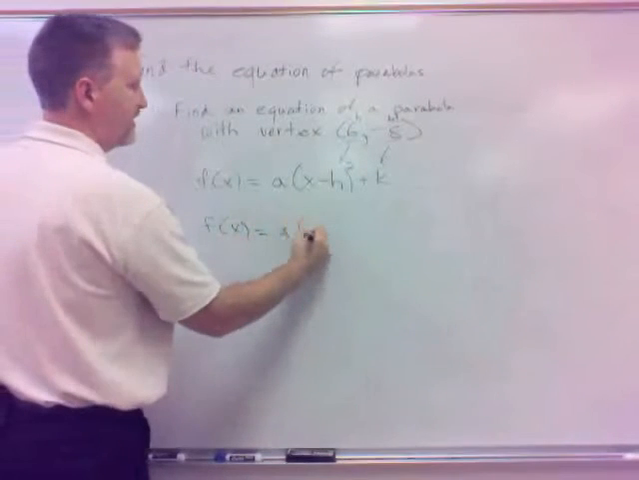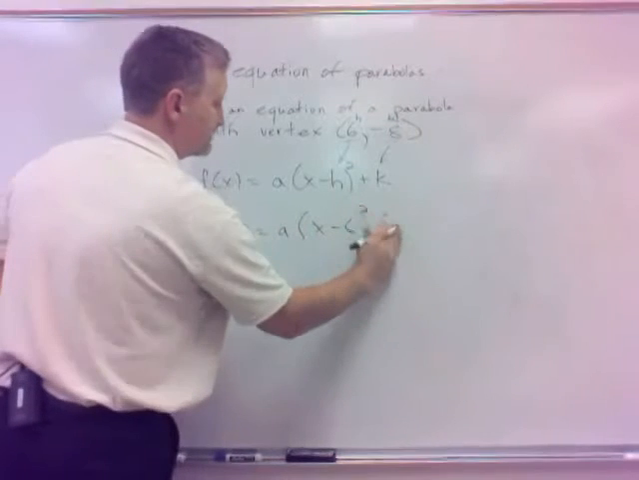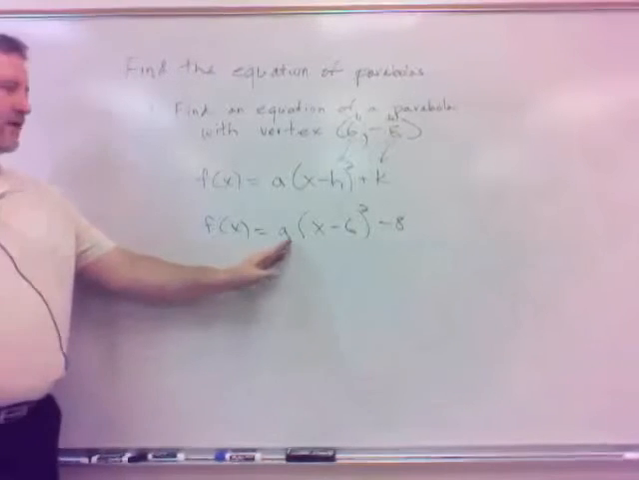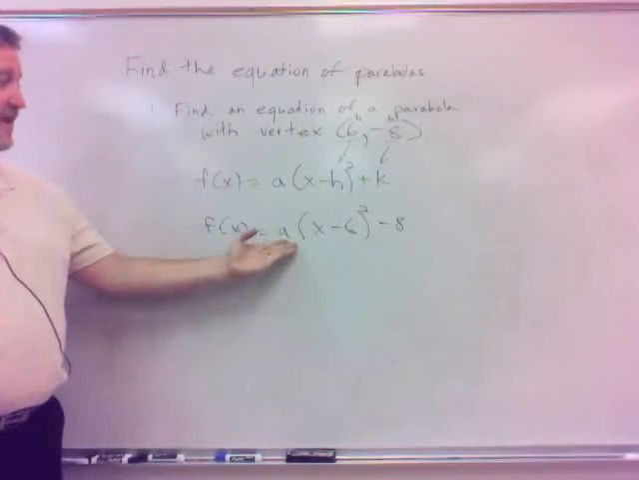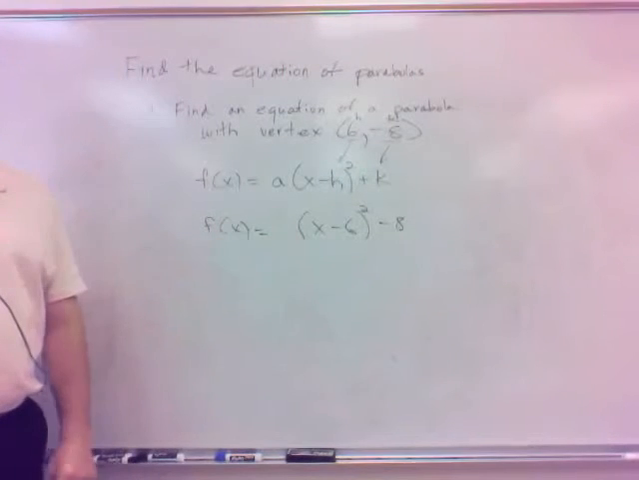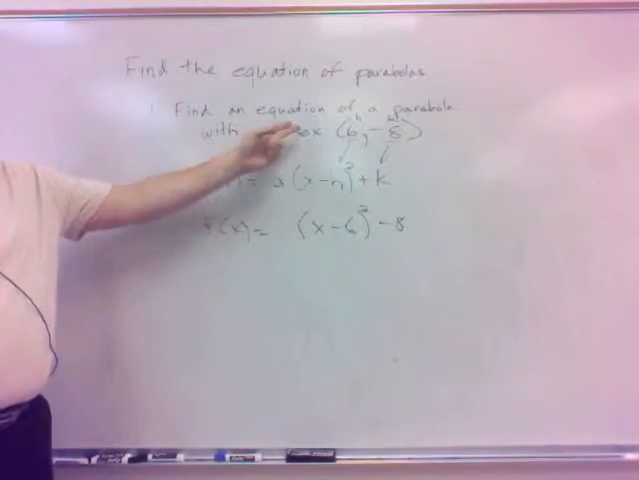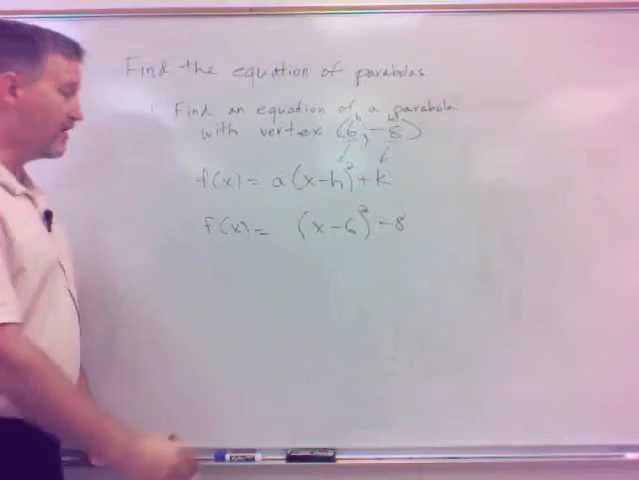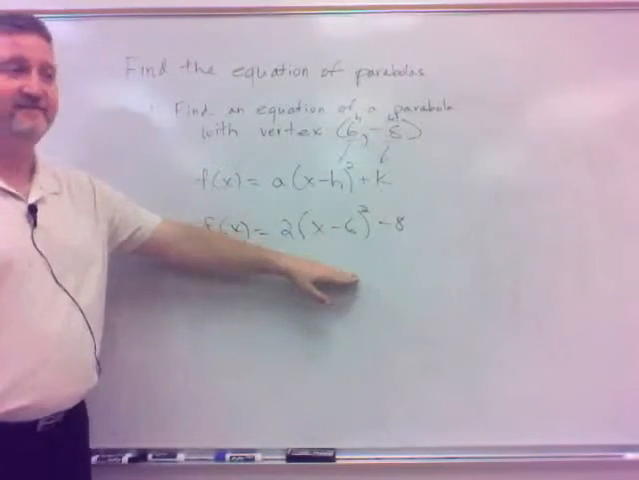So f of x equals a times x minus 6 squared, don't forget the squared, minus 8. K is negative 8. Now, the only other issue is the a, but if I just say a is 1, or just wipe a out there, wouldn't that satisfy this? Just say a is 1, that would satisfy this. That's an equation of a parabola that has vertex 6, negative 8 in it.